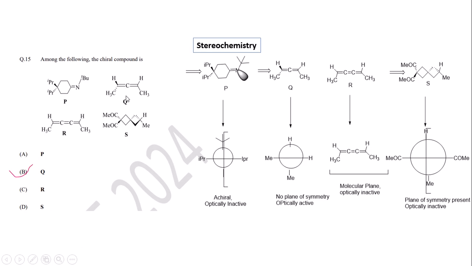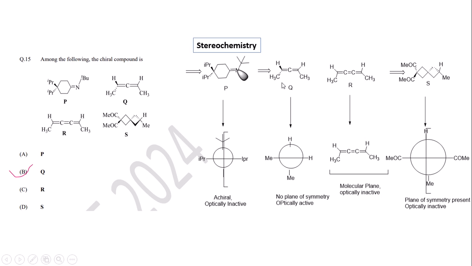Now we are going to the next problem. Among the following compounds, the chiral compound is. We know that a chiral compound must avoid all types of symmetry, that is the sigma, i, and S_n symmetry. If we look at the P compound and convert it into the Newman projection, seen from that side, we get a compound which contains a sigma symmetry. So it is the achiral compound.